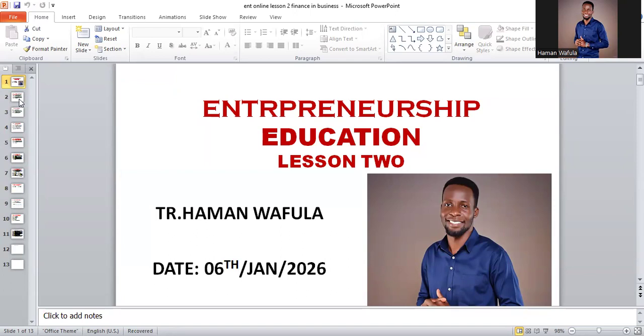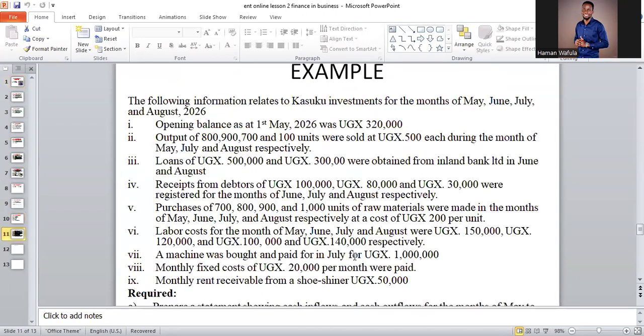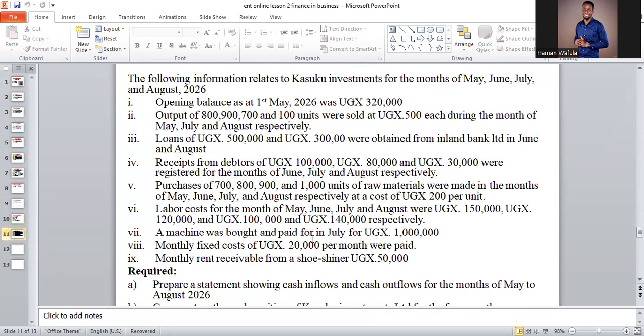So we are basically going to work out the cash flow statement. Previously, in the other videos, we looked at how to plan for it. We looked at the introduction part. So we are going to look at how to prepare. We are going to look at an example and see how we can prepare our cash flow statement. So with me here, I have an example.